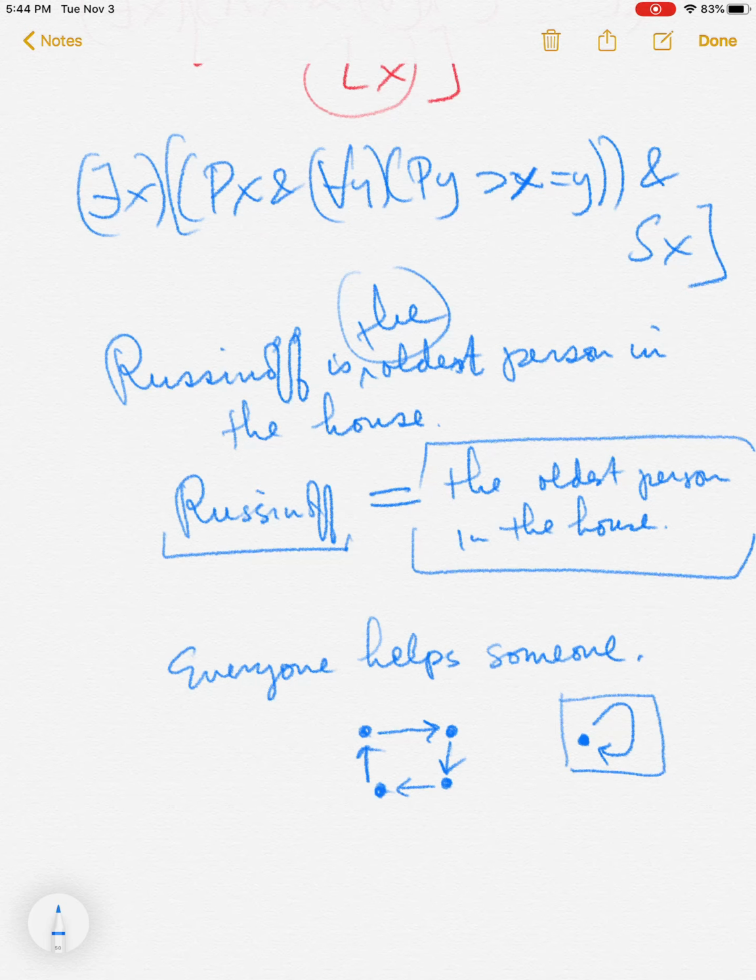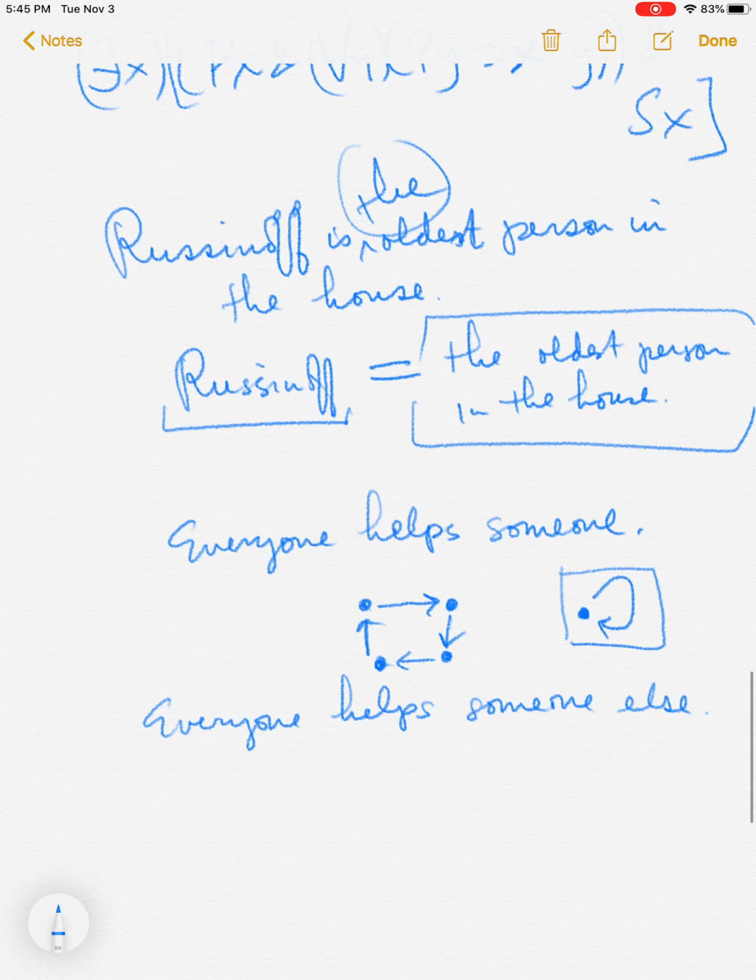So how could we say everyone helps someone else? Someone other than himself. Everyone helps someone else.